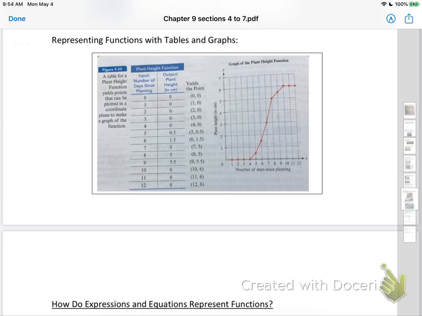Okay, when you have a function, you can represent it with a table and with graphs. So here's a table. Okay, so you have your input, which are your x's, and you have your output, which are your y's. Now, every x can only give you one y. That's the definition of a function. Okay, you cannot repeat your x's. You can repeat your y's. So here is your graph.